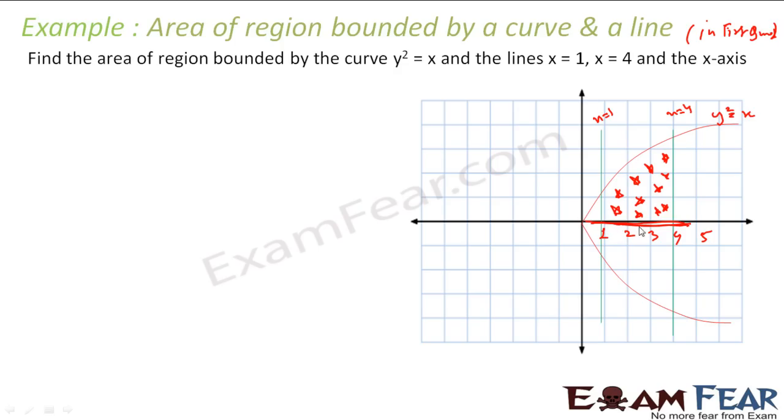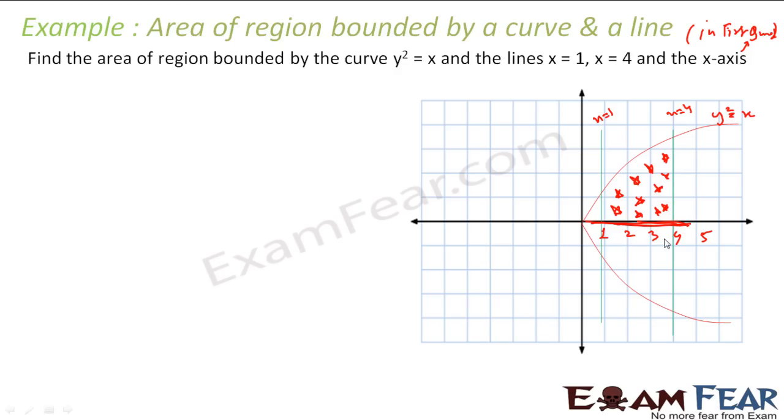If the x-axis is not mentioned, for example in this case, and the first quadrant is not mentioned, then we'll take the whole area. The area between this curve and these two lines will be the whole area, this area plus this area also. So the first critical part is understanding what area you have to take.